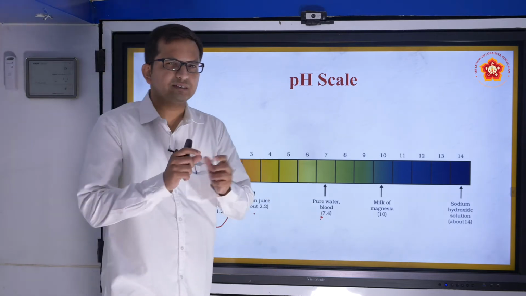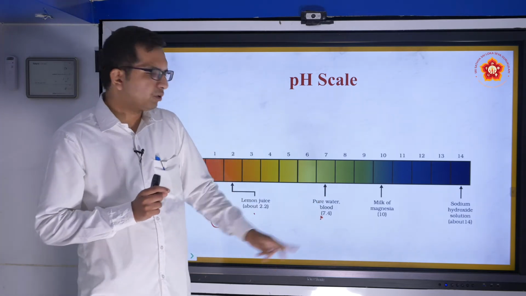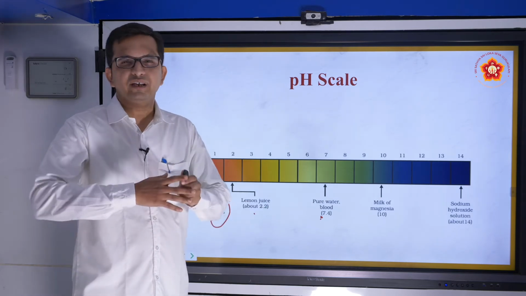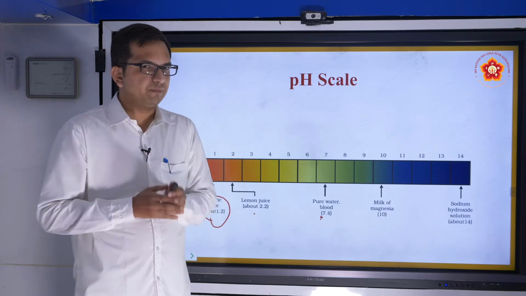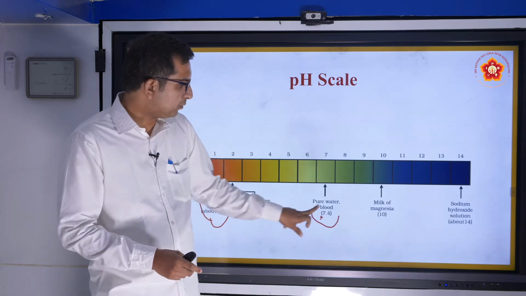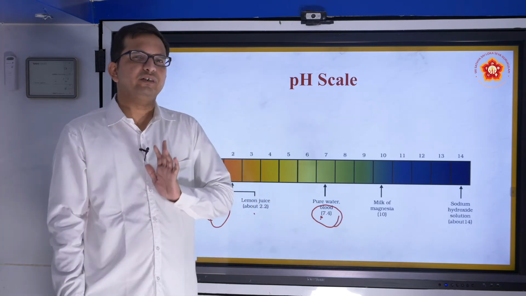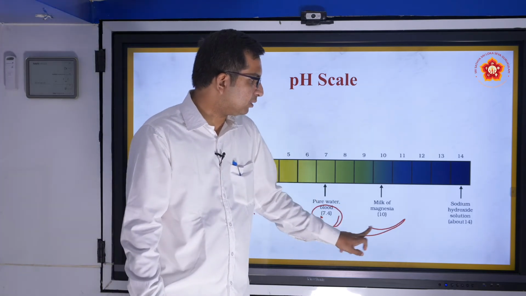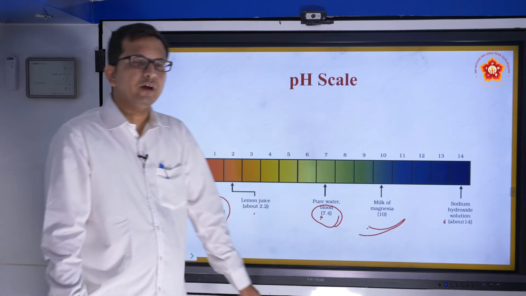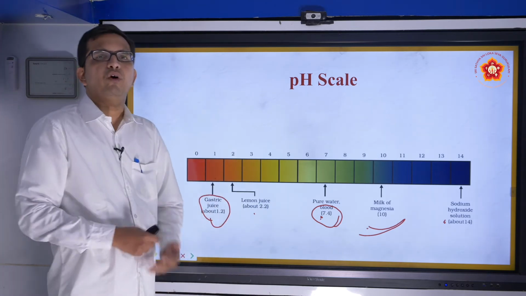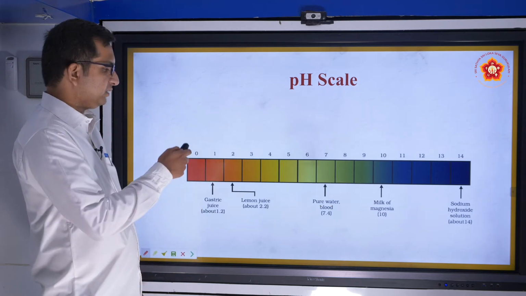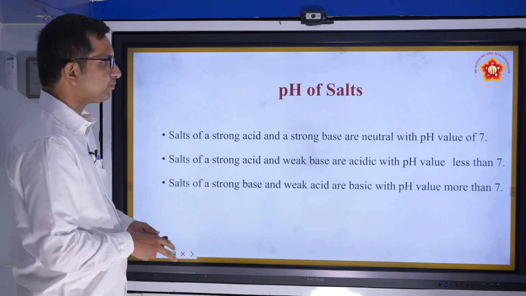blood more near 7. Though neutral we say that it is exactly a value of 7, you don't find anything 100% exact. So minor variation in values will be there. So 7.4 still we consider as neutral. Then milk of magnesia, this is a magnesium compound, and sodium hydroxide, which will have a very high value of around 14. So this is how we come across this pH scale representation.